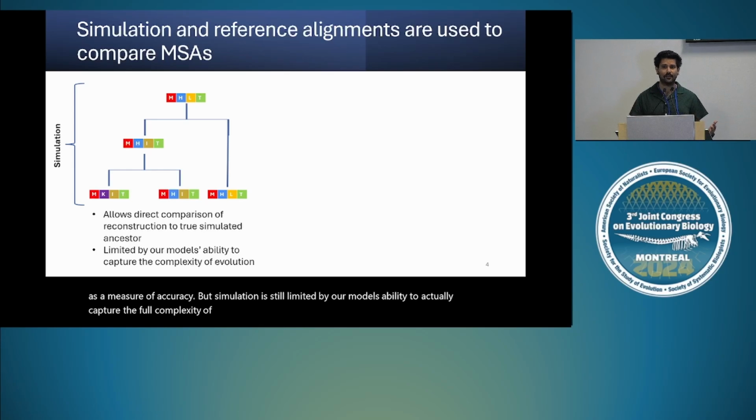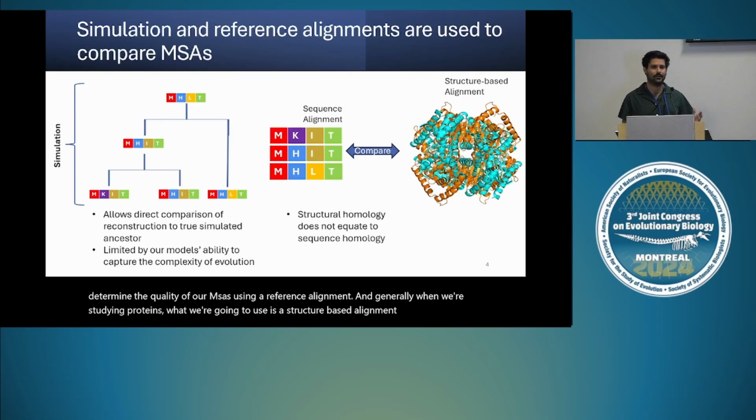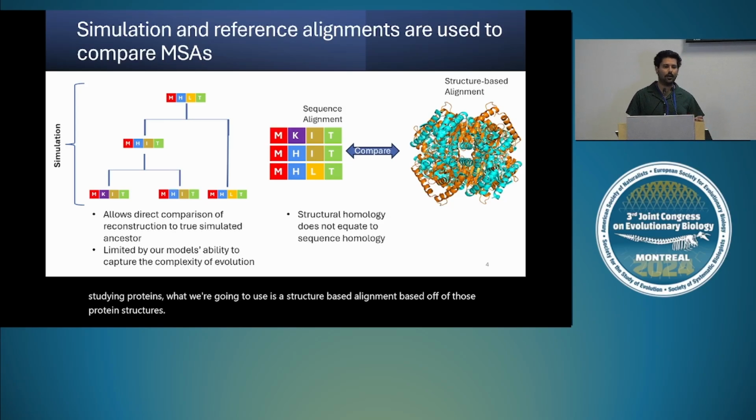And so outside of simulation, we can try to score and determine the quality of our MSAs using a reference alignment. And generally, when we're studying proteins, what we're going to use is a structure-based alignment based off of those protein structures. However, structural homology does not always equate to sequence homology.